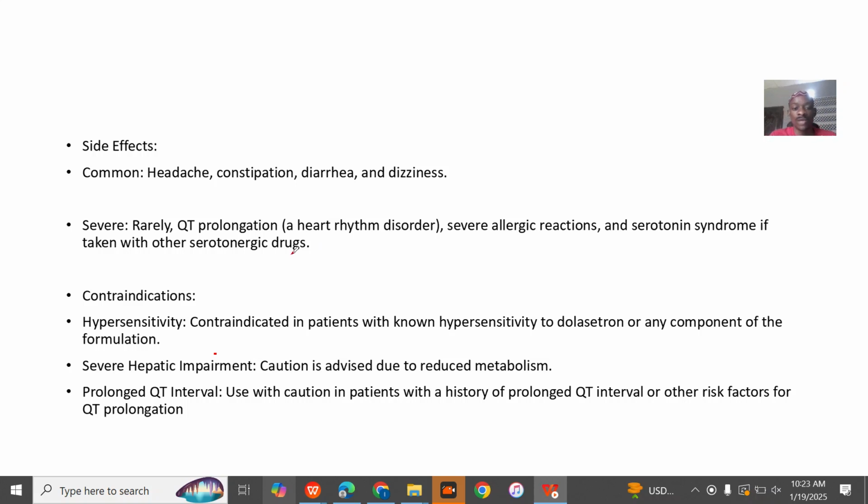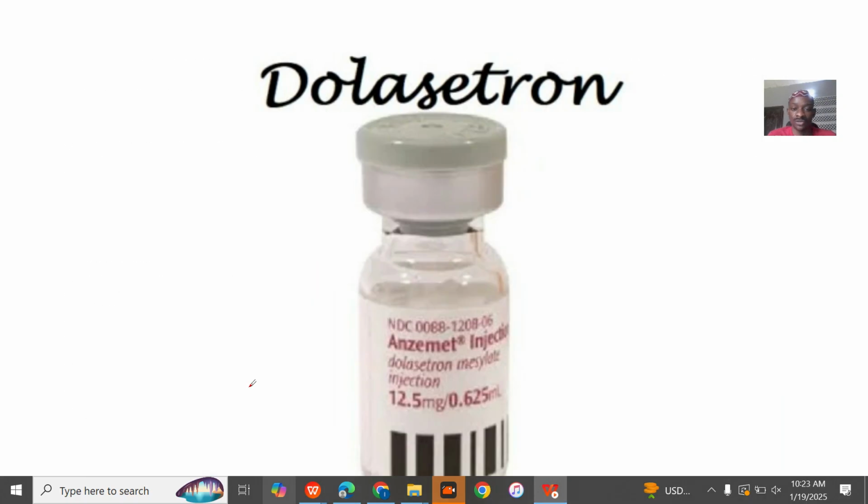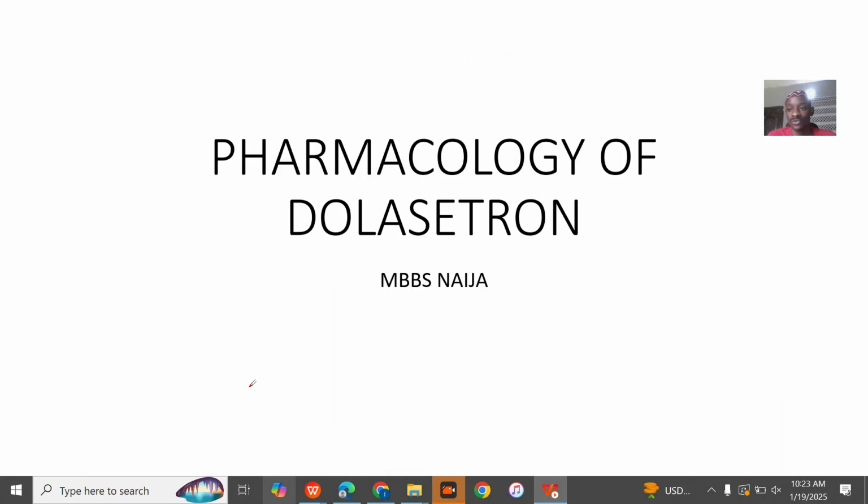Right. So it is contraindicated in patients who have known hypersensitivity to Dolasetron or any component. Also severe hepatic impairment. Caution is advised, just to reduce metabolism, right? So I think this is it. If a patient already has a prolonged QT interval, you don't use the drug, right? Because that's one of the side effects of the drug, right? So that's it for Dolasetron.